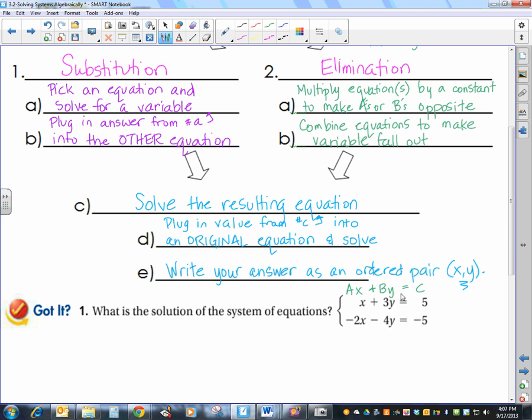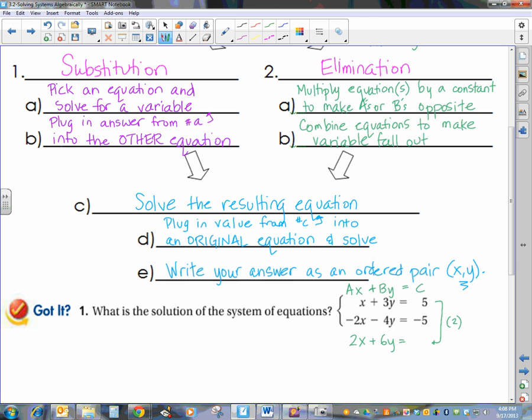All right, and I don't have anything that's going to be necessarily, well, I could. This is a 1, so I could multiply it by 2, and that would make it the opposite. So if we multiplied this equation by 2, then that gives me 2x, 3 times 2 is 6y, and 5 times 2 is 10. So that was step A.